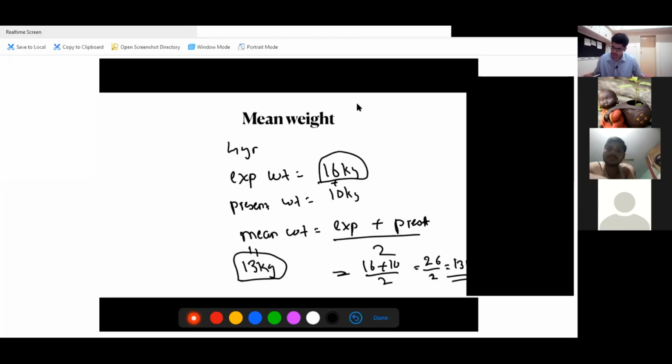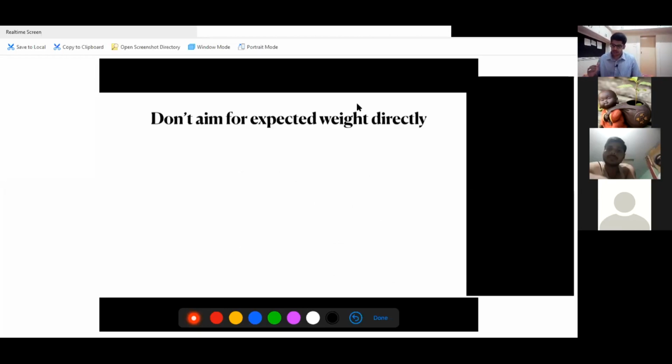Why are we not expecting that? Because we can't go for the expected weight. If a child is 10 kilo, you can't go for 16 kilo within 3 months. This child won't be able to accept the food. If for so many years this child is not eating a proper diet of 16 kilo and is eating a diet of 10 kilo, and suddenly you give him a diet of 16 kilo, there will be a nutritional recovery syndrome.